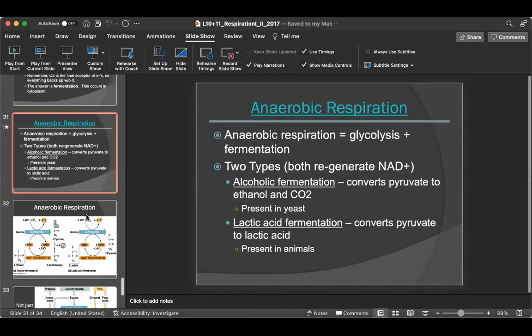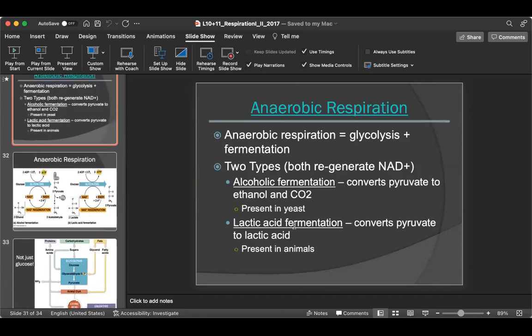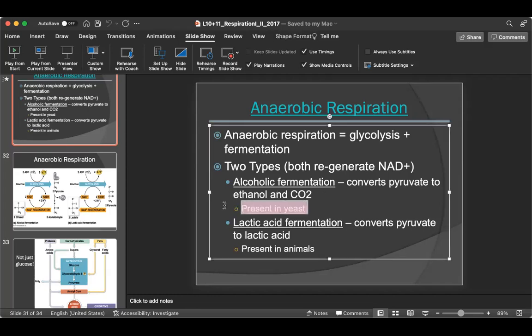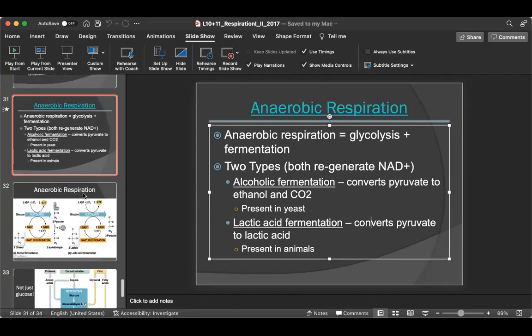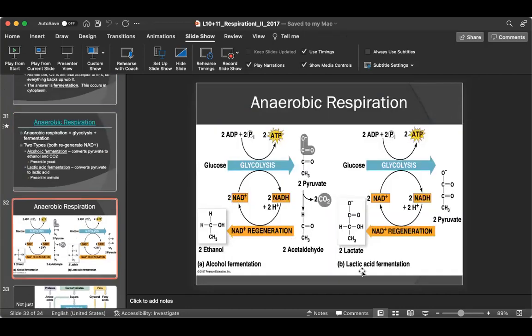So just to quickly review again, alcohol fermentation converts pyruvate to ethanol and carbon dioxide, and this is happening in yeast. So this doesn't happen in humans, okay? We are not doing alcohol fermentation. We are doing lactic acid fermentation. And in lactic acid fermentation, we're converting pyruvate to lactic acid. Okay? This is the pathway for that.